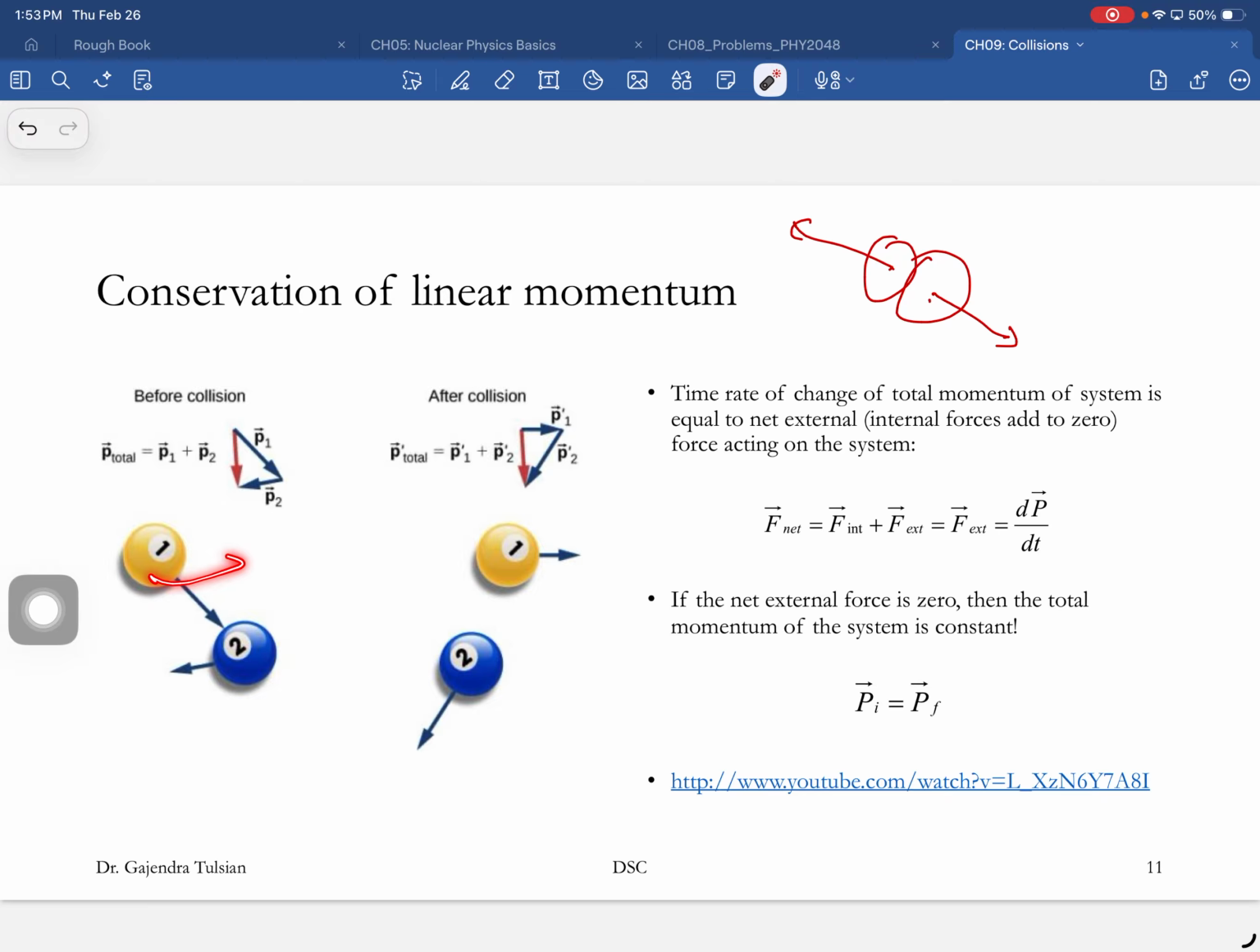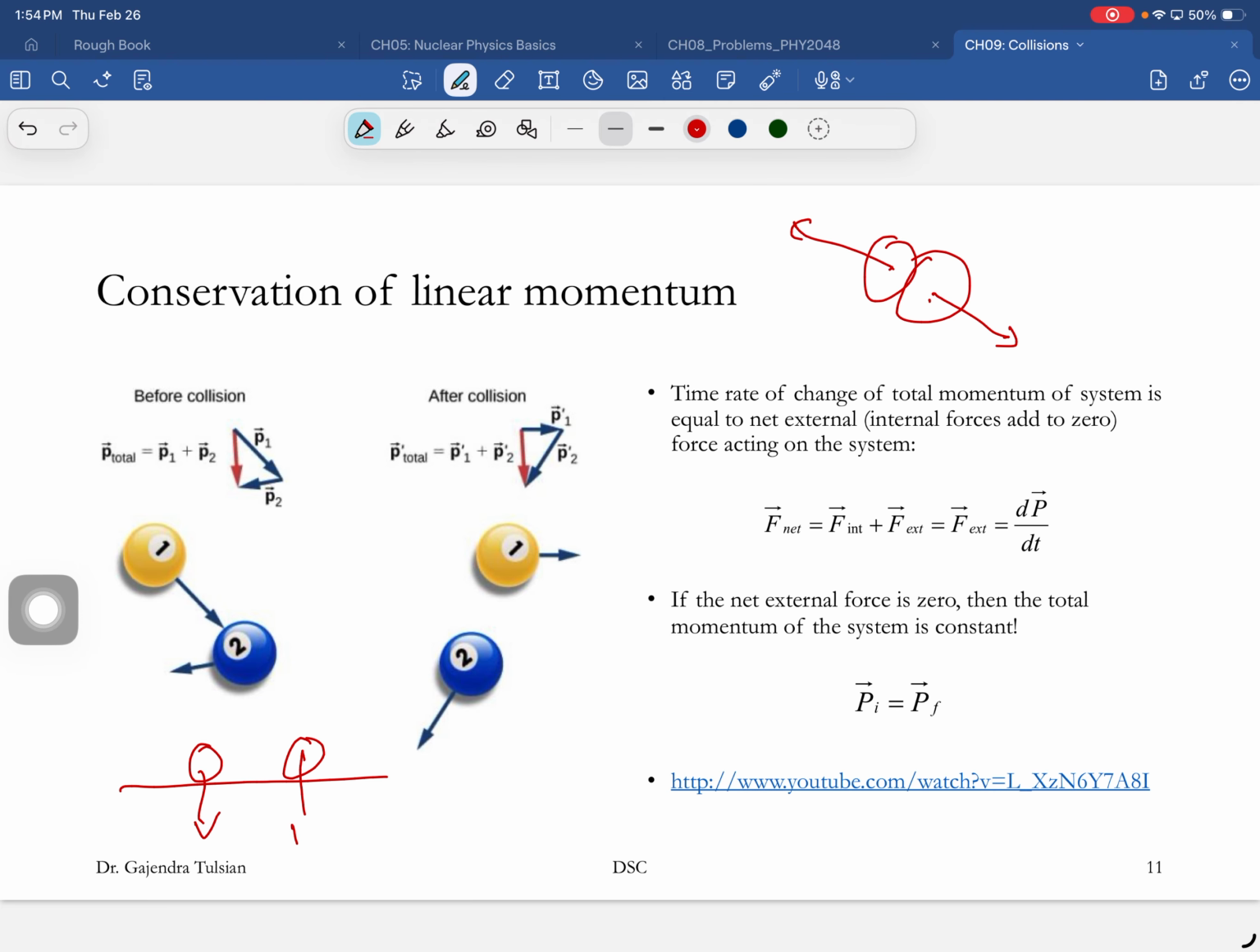So for instance, if you're playing pool, now I'll draw it sideways. Well, there is gravity acting on this, but gravity is being canceled by the normal force. So there's no external force acting on the system, assuming there's no friction, and the rolling friction is very small. So when you're playing pool, external force is 0. So momentum is conserved. The total momentum of the pool balls before they collide is equal to the total momentum of the balls after they collide.